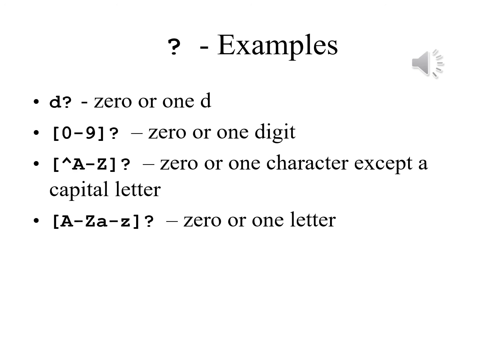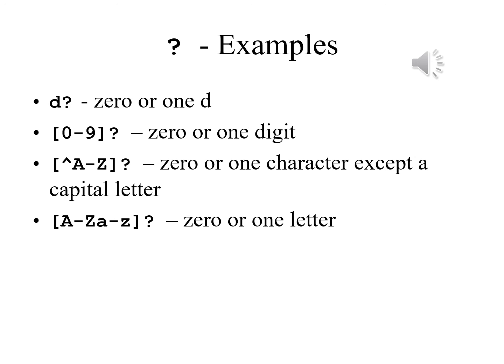The question mark indicates 0 or 1 occurrences of whatever is immediately before it. It sort of implies that this character is optional. D question mark means either no D's or a single D. In square bracket 0-9 question mark means that there will be either a single digit or no digit at all.